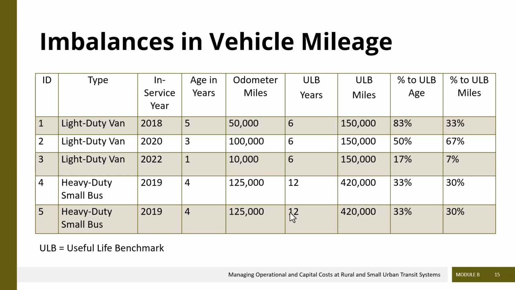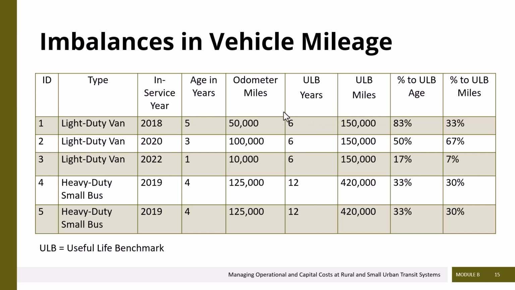This slide shows you what an imbalance in vehicle mileage might look like. As you can see in the table, there are a total of 5 vehicles, 3 of which are light-duty vans and 2 heavy-duty small buses. You can see their model year or in-service year, how old they are, odometer mileage, the useful life benchmark in years for each particular vehicle.